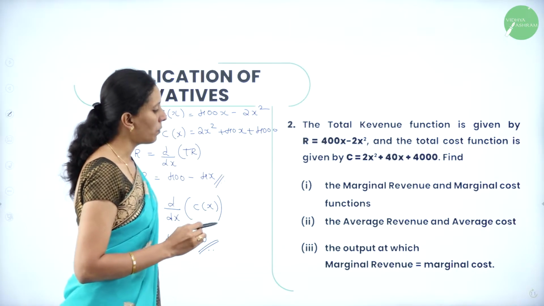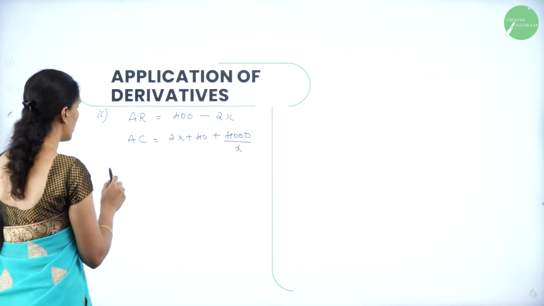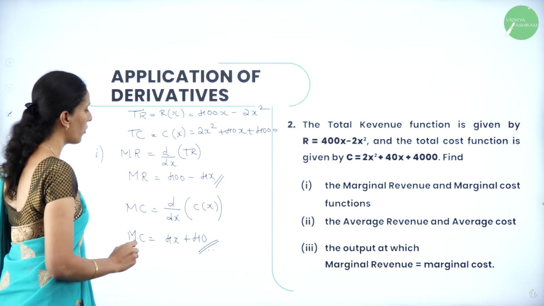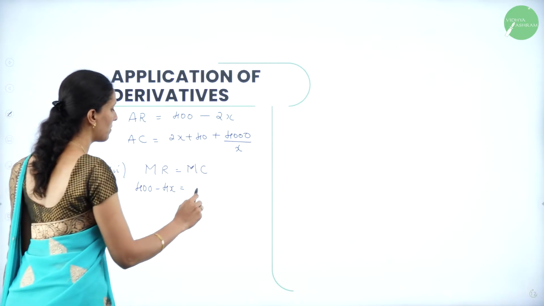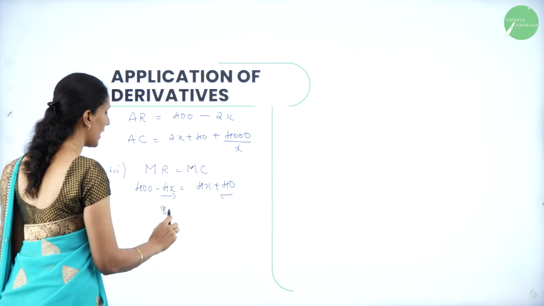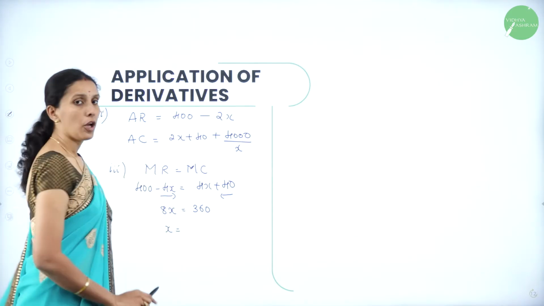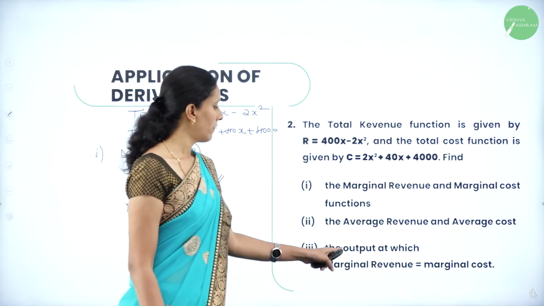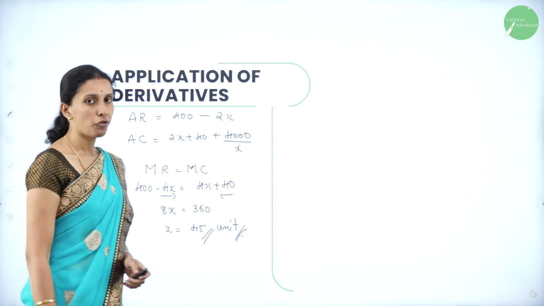The third question is the output at which the marginal revenue is equal to marginal cost. Let's see the marginal revenue and marginal cost. So the third one, MR is equal to MC. What is my MR? 400 minus 4x. What is my marginal cost? It is 4x plus 40. So when you shift this, you will get 8x is equal to 360. So x is equal to, when you divide it by 8, you will get 45. So the number of units produced is 45. So we have to calculate the output, the number of units produced when marginal revenue is equal to marginal cost. So therefore it is equal to 45 units.